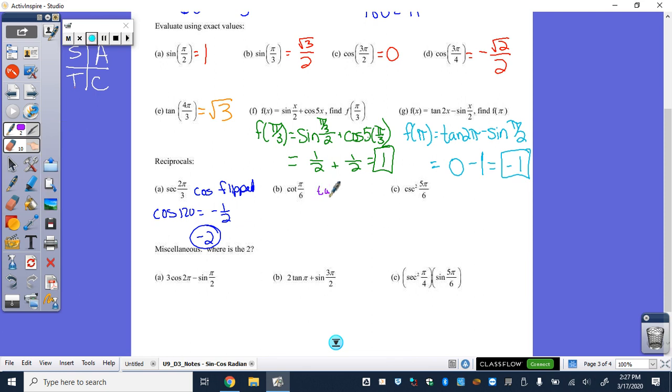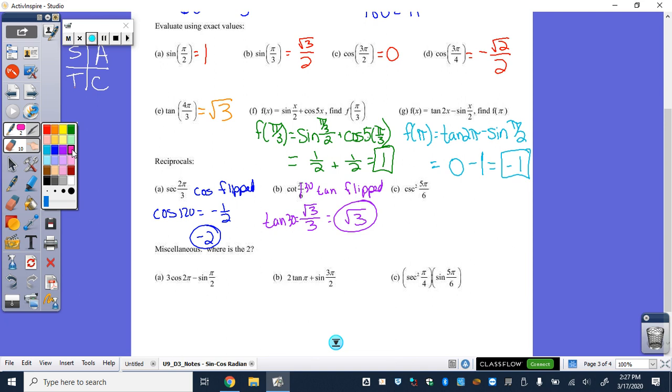Cotangent, tangent flipped. So tangent of pi over 6. That's 30. So I'm trying to find tangent of 30, and then I'm going to flip it. Tangent of 30 is that. Flip it. And we end up with radical 3 when we reduce everything out.